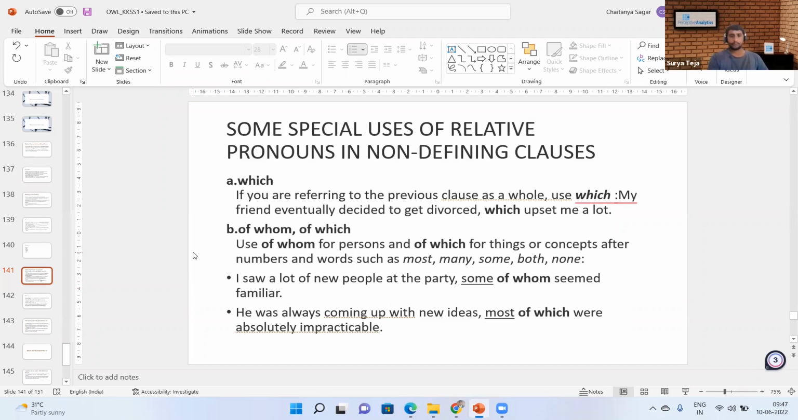I saw a lot of people at the party, some of whom seemed familiar. So of whom is referring to the people, because that is related to people or persons. So that's why we have used whom.